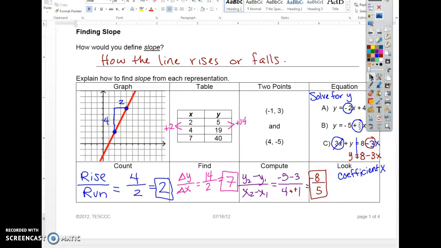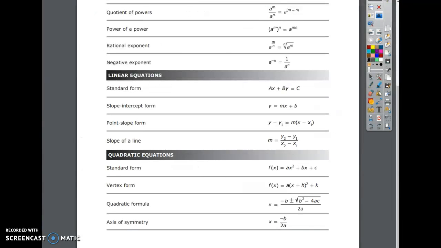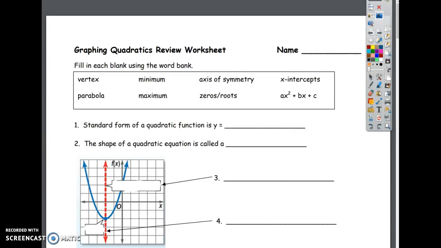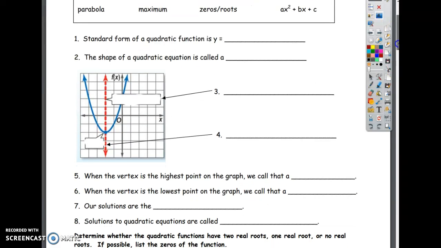Okay, if you need to pause the video and finish this up, go ahead and finish it up so we can go to the back page. Okay, so let's go to the back page. Now we're going to do characteristics of quadratic functions. And in this one, they gave us a word bank. So we're going to use those words to fill in 1 through 8.